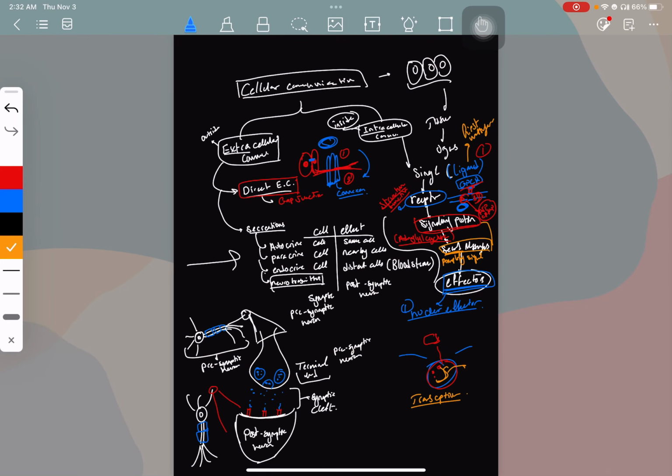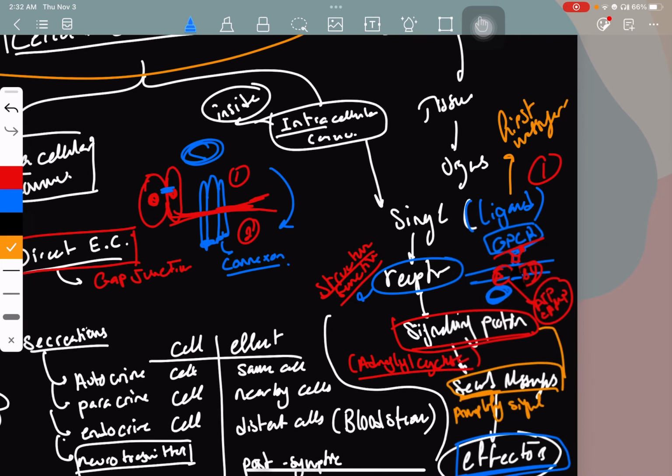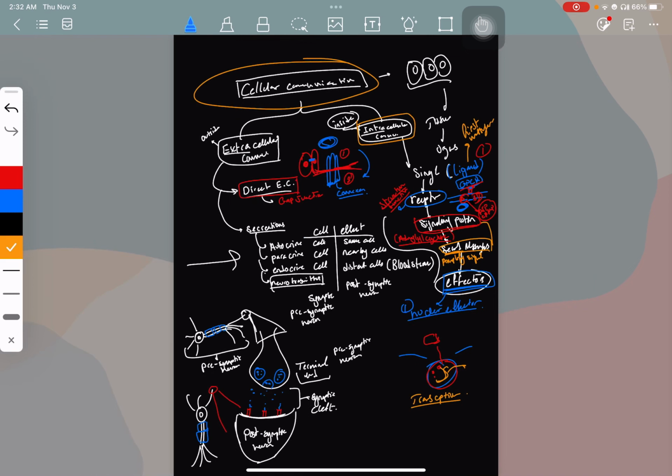So this is just a basic overview of cell communication. Of course, there's a lot more detail in the intracellular communication, but we have covered extracellular communication in a bit of detail.